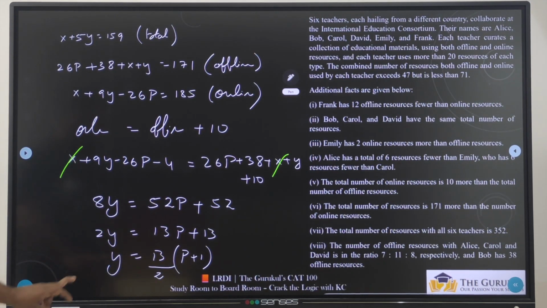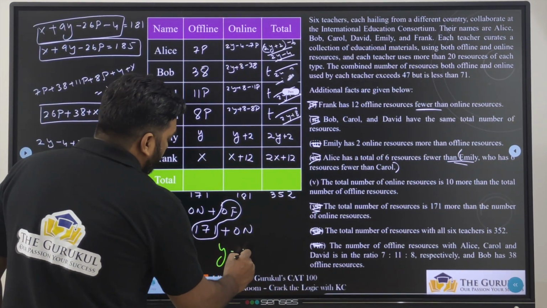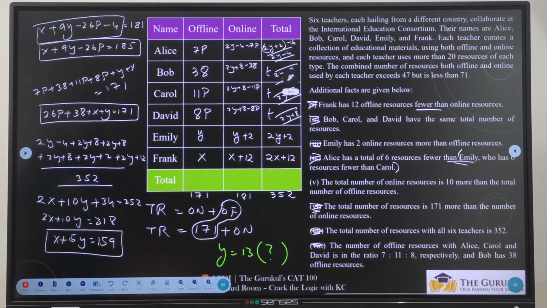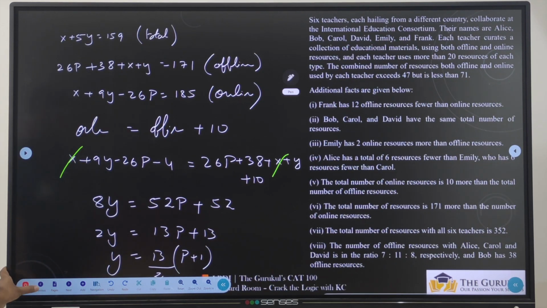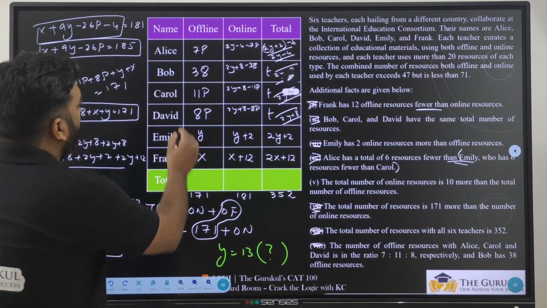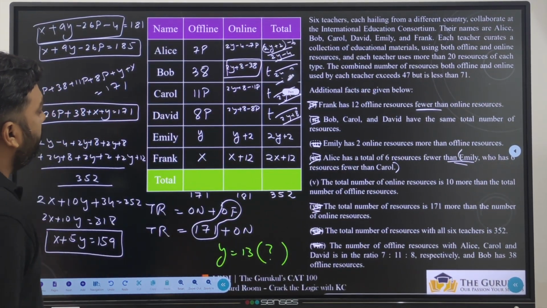So if you observe carefully, y is definitely a 13 multiple. Okay, this is one equation which we can consider, that is y is a 13 multiple, y equal to 13 into something. Now what can be that something value? Tell me. If you observe carefully here, that is for Bob online, we are having 2y minus 30.